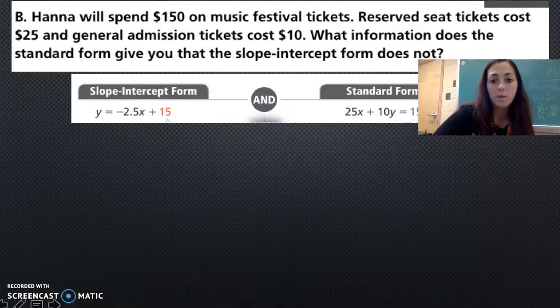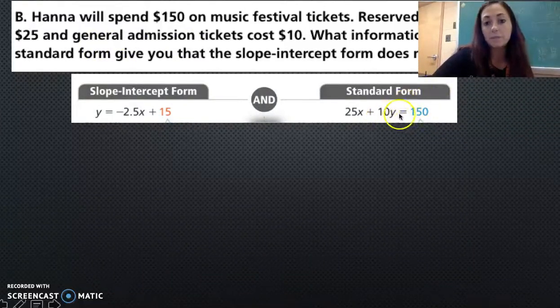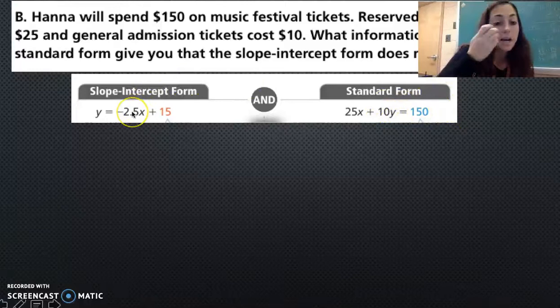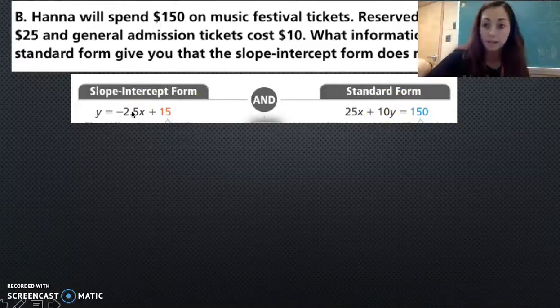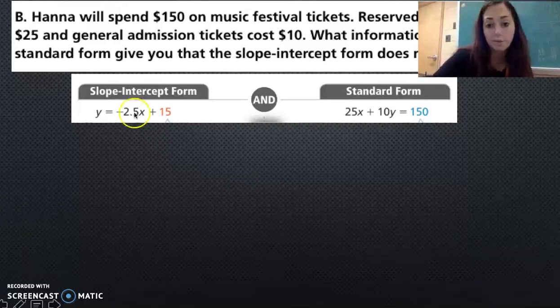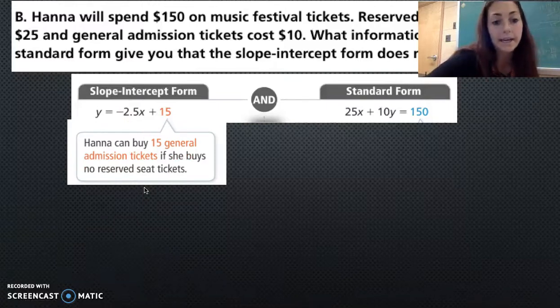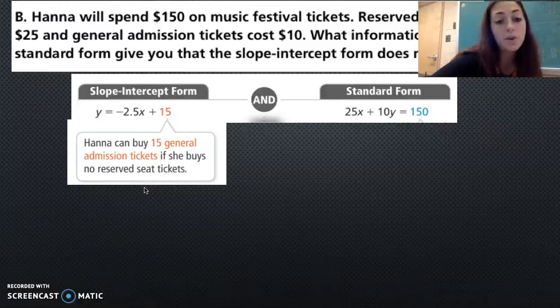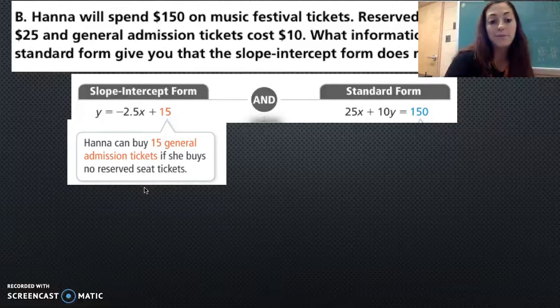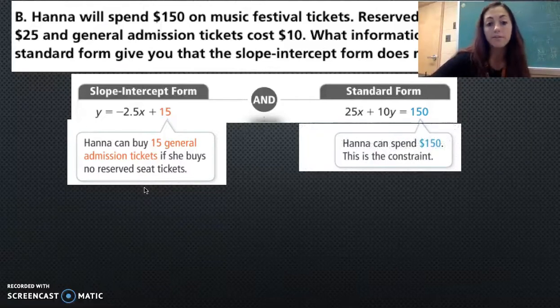So for standard form, our equation is 25x plus 10y equals 150. But on the left, they rearranged the equation by subtracting 25x from both sides and then dividing by 10. I can certainly show you that if you have questions about it. What this means here is that Hannah can buy 15 general admission tickets if she buys no reserved seat tickets, right? So she can buy 15 general admission if she buys no reserved. By putting in 0 for x, she can buy 15.